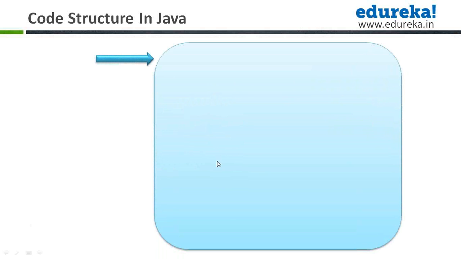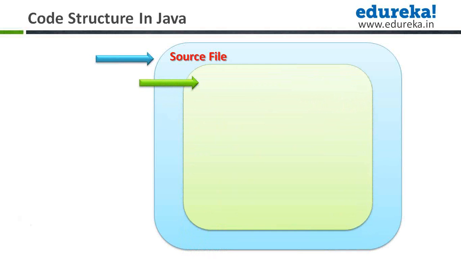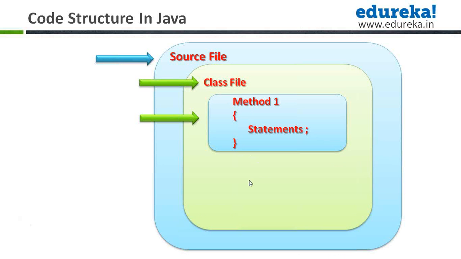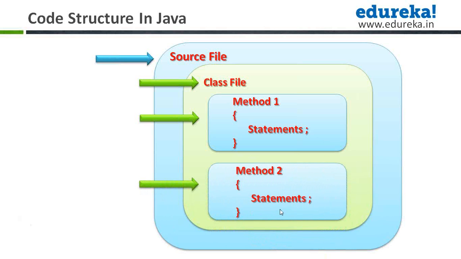Moving on, I come to the code structure in Java. How do you actually code? First thing is the source file. You have your source file. Then we come to the class file. In the class file you have got different methods, method 1, and you can have different methods, that is method 2. So this is actually the structure in Java. You have your source file. Within the source file you have got your different classes. Class file. Within the class file you have got your different methods. I hope you are clear with this part, everyone.